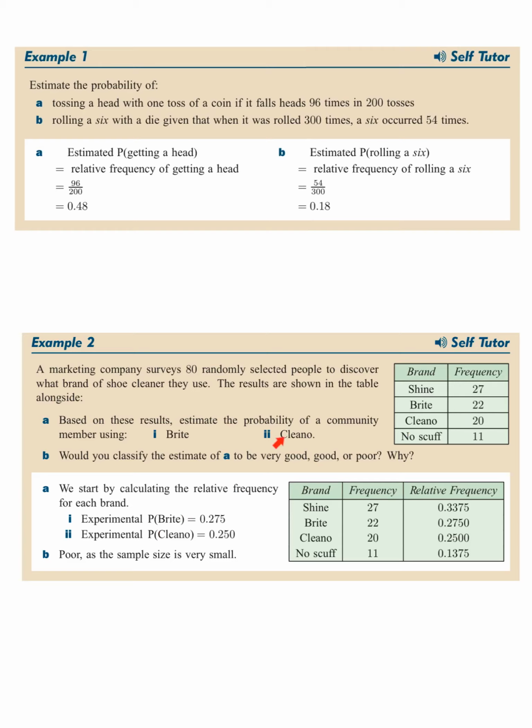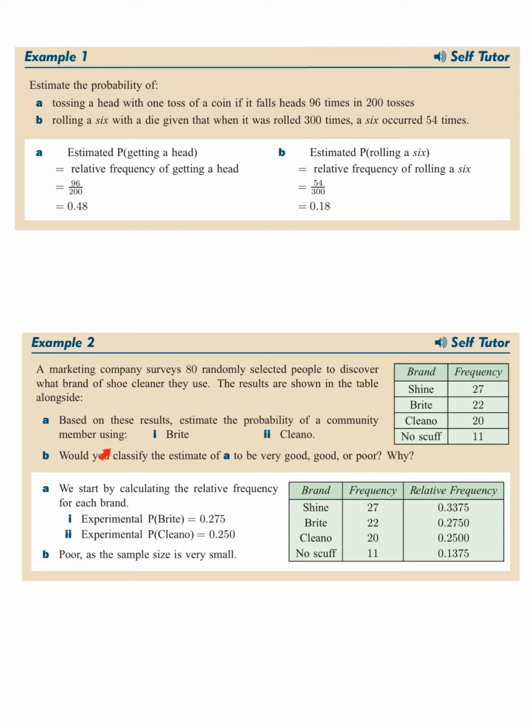Now the second one was Cleano. Well, Cleano, 20 people out of 80, that's a quarter of them, chose Cleano. Okay, so 20 out of 80 chose Cleano. That's a quarter of them.